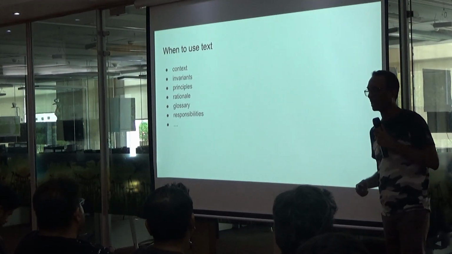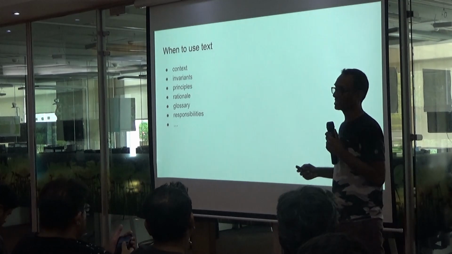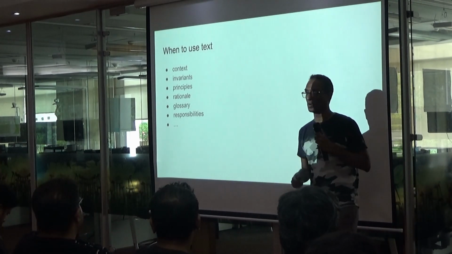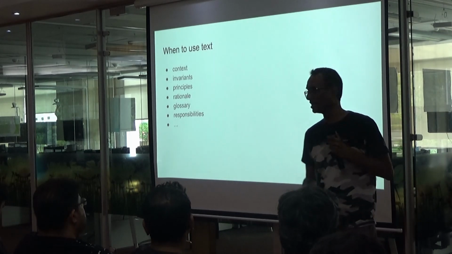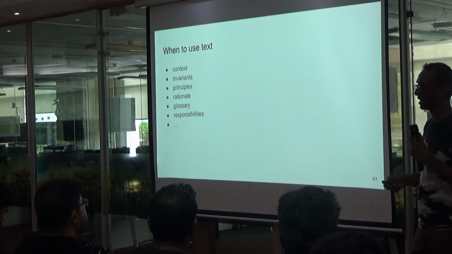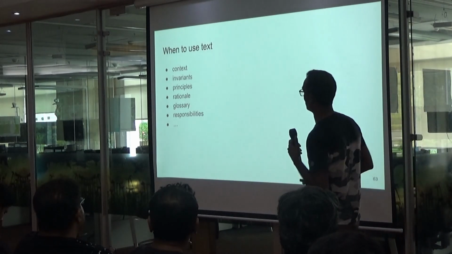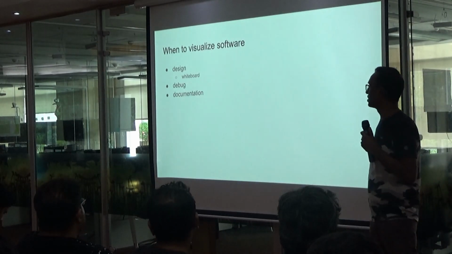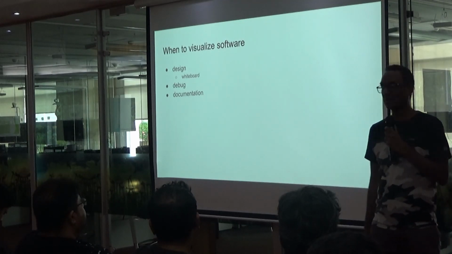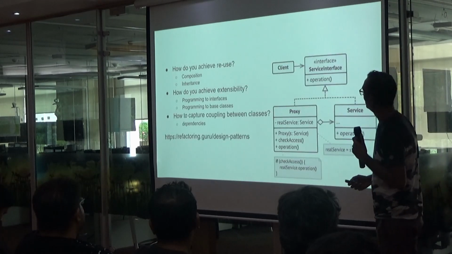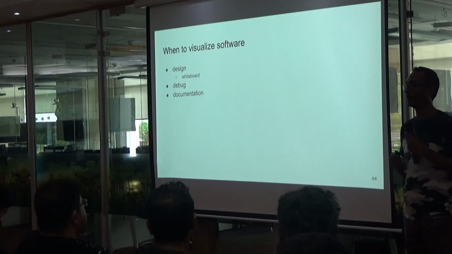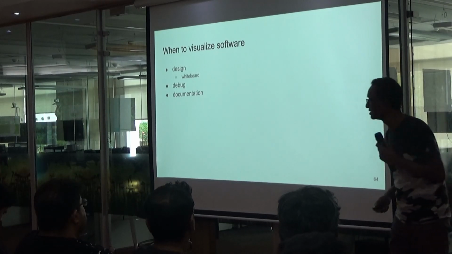While I spoke about the value of visualizations, I still would say there is value for text in our communication. Describing the context, describing the invariants, describing the principles, rationale. This is where I would still advocate employment of text. When to visualize well? When you design, when you whiteboard, when you debug, when you document. Okay, I'm open for questions if you have any.